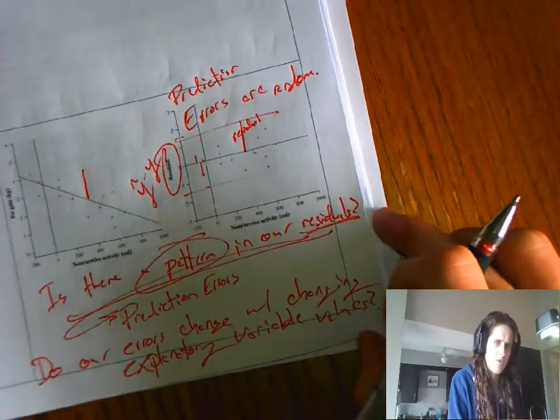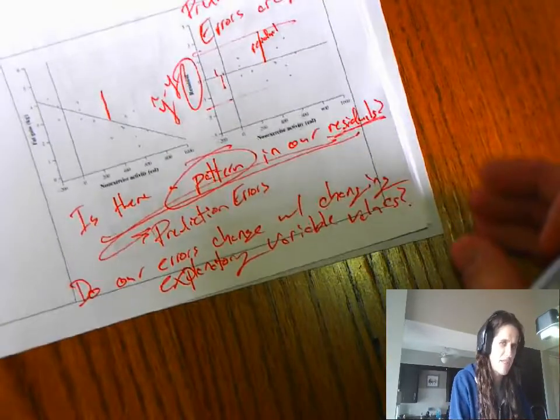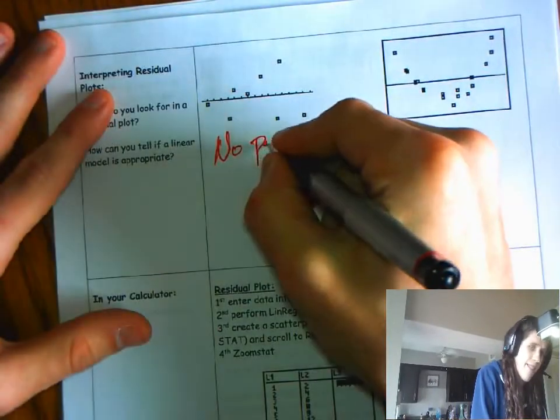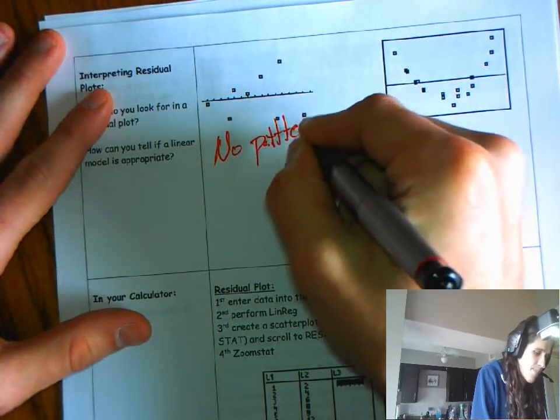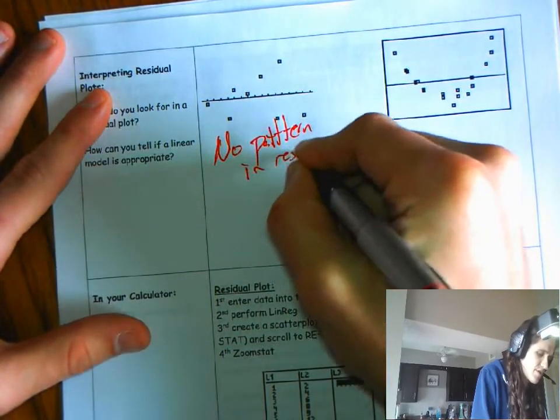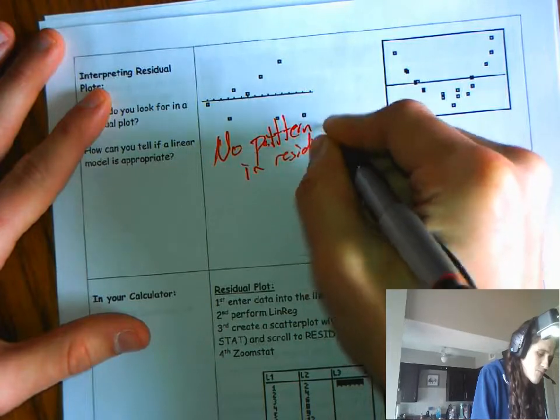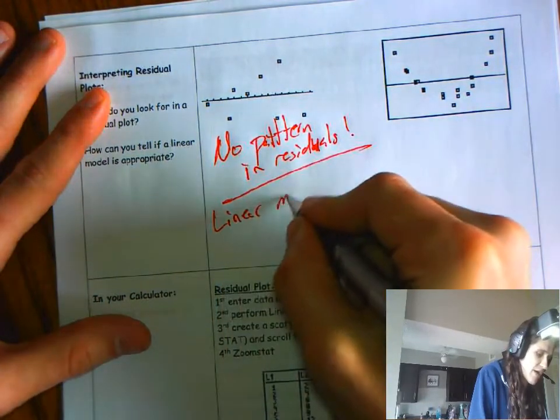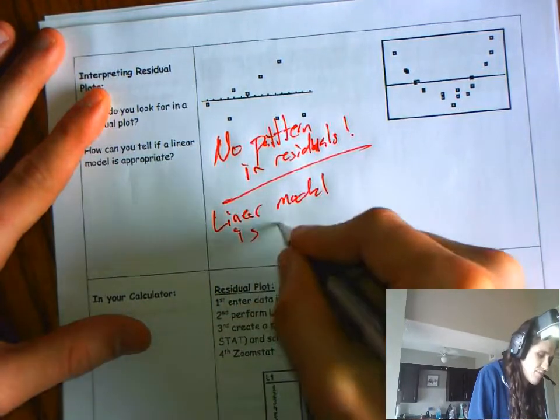So residual plots might be something they ask you to interpret. What do we want to see when we look at a residual plot? We want to see no pattern in the residuals. What does that suggest? That suggests that a linear model is appropriate.